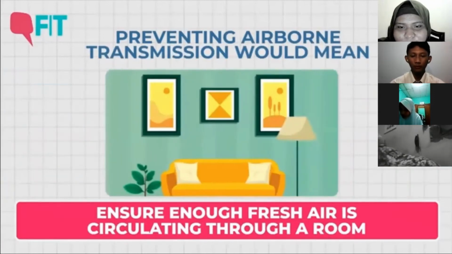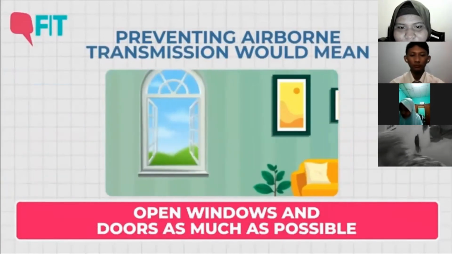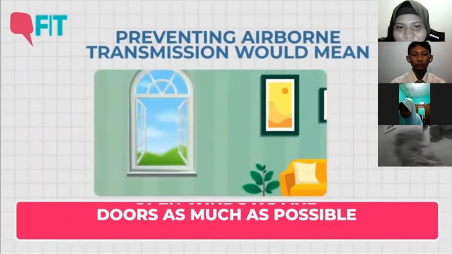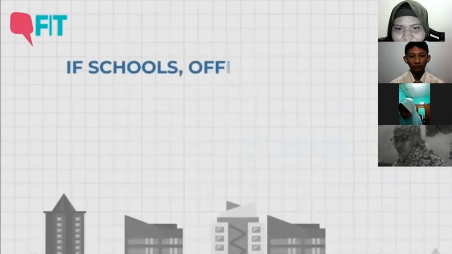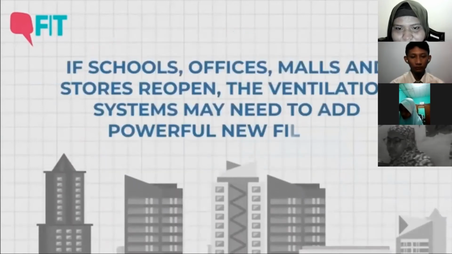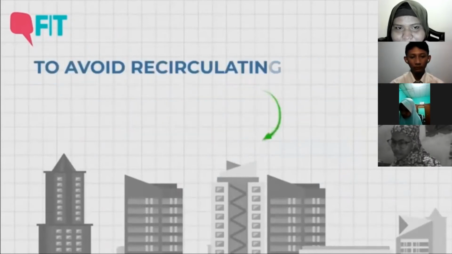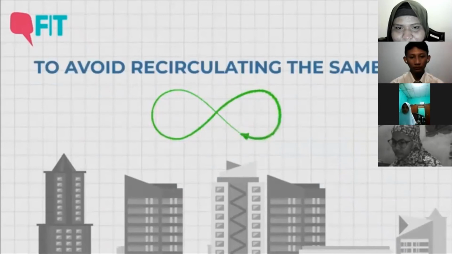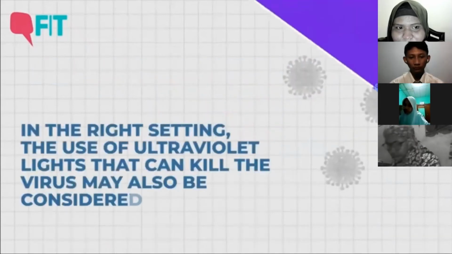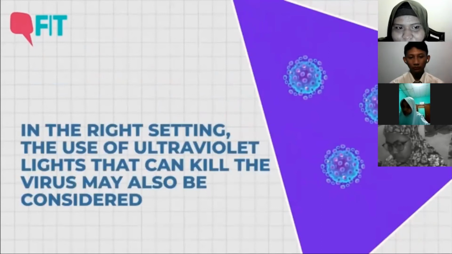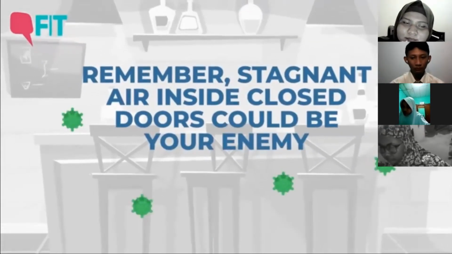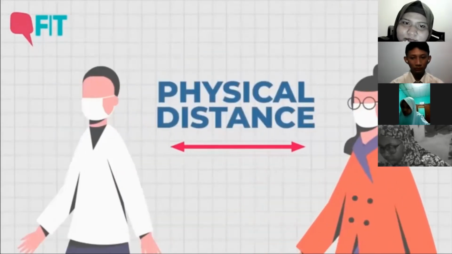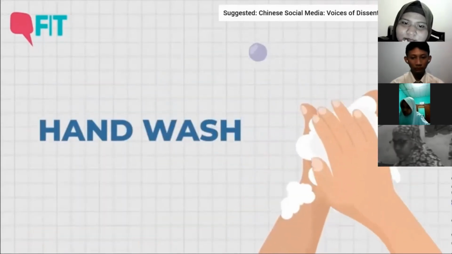Ensure enough fresh air is circulating through a room. Open windows and doors as much as possible. If you can, upgrade the filters in your home air conditioning systems. If schools, offices, malls, and stores reopen, the ventilation systems may need to add powerful new filters to avoid recirculating the same air. In the right setting, the use of ultraviolet lights that can kill the virus may also be considered. Remember, stagnant air inside closed doors could be your enemy. Masks, distancing, and hand washing. You know the drill.